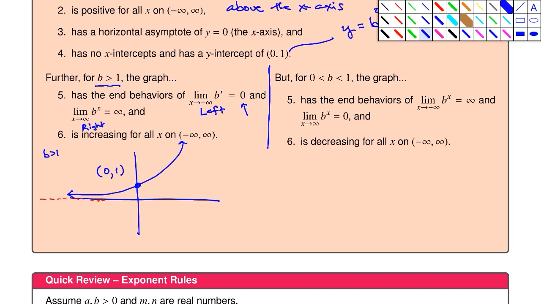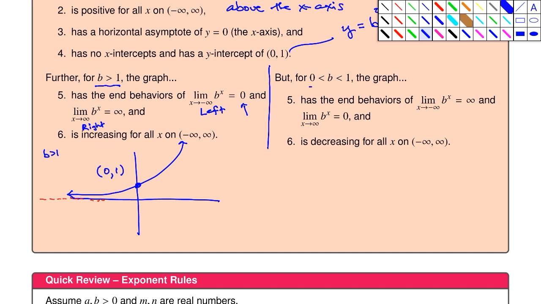Recall that when we talked about rational functions that were a parabola over a parabola, we said that it has the same horizontal asymptote on both sides. Well, this is an example of a function that only has one horizontal asymptote on one side, and the other side goes to infinity or negative infinity. So this one's going to infinity.